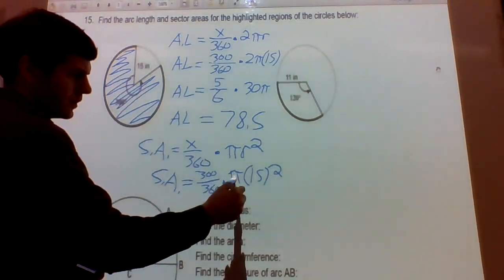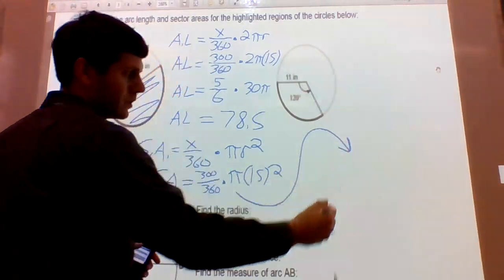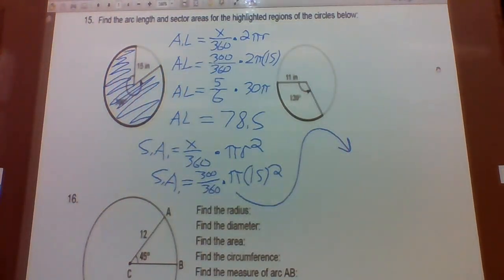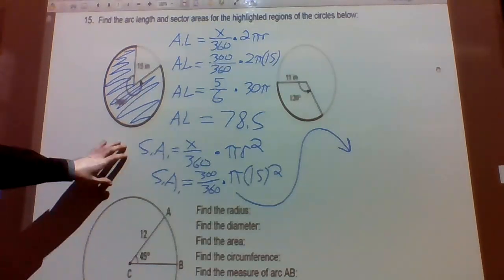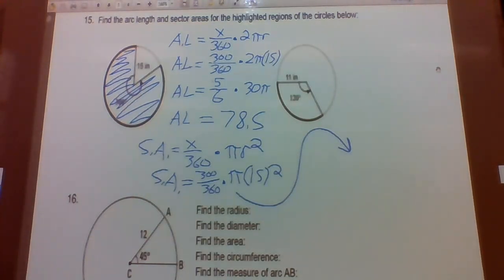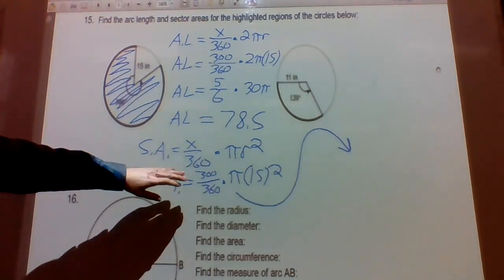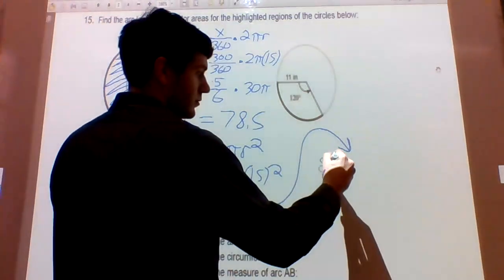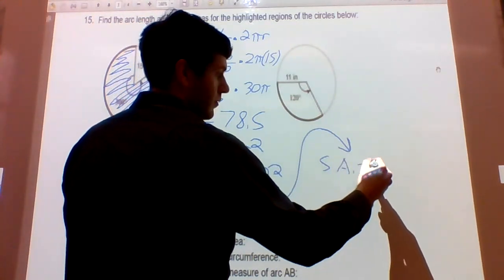So again, I'm just going to move this. I didn't plan that out very well. I usually plan my board space pretty well, but did not do it well there. I knew I was going to run out of room, and I did it anyway. I had no idea what I was thinking. 300 divided by 360 is 5/6.